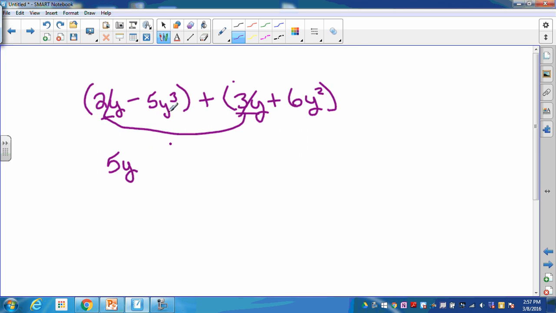Next, I have minus 5y to the third, and over here I have a 6y squared. They are not like terms because they have different exponents. Therefore, I'm just going to bring them down.